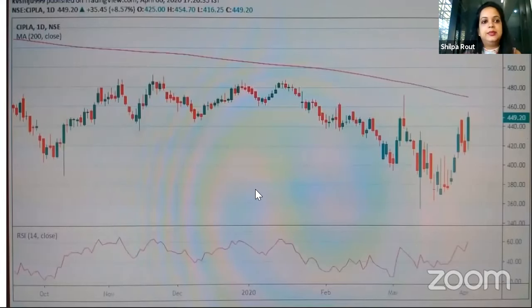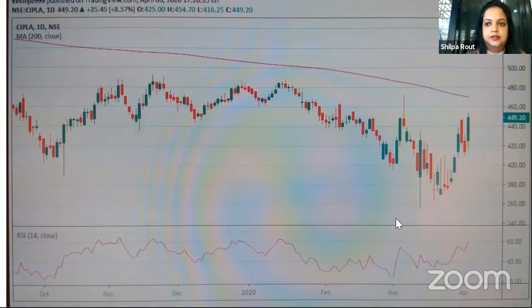So this is the Cipla technical chart that I was talking about when I was looking at derivatives data. I could see RSI crossing over and going up, which means it is bullish on that front as well. So it matched with my derivatives context, and I was bullish on Cipla.